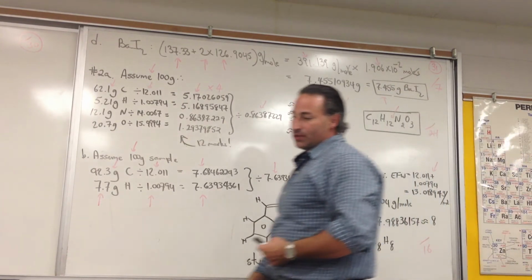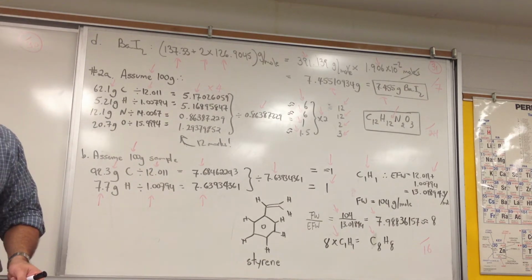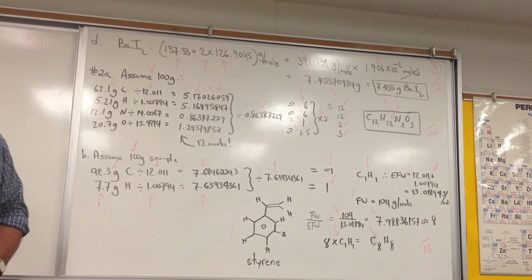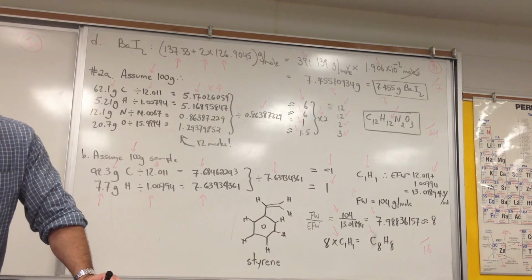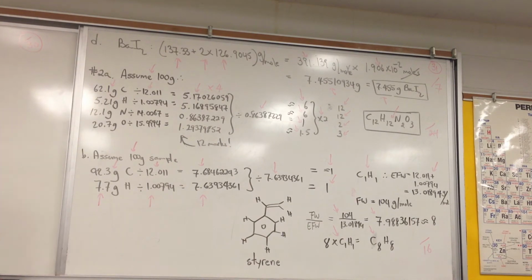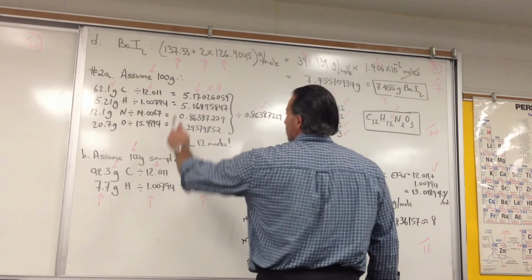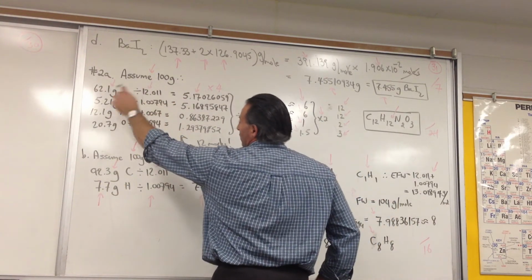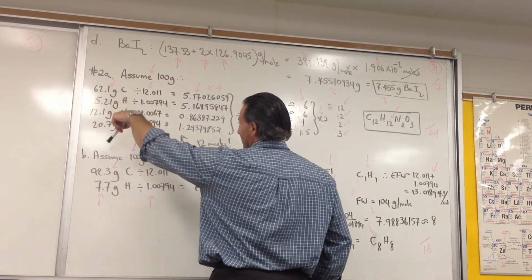The second question asks you to determine the empirical formula of a substance with 62.1% carbon, 5.21% hydrogen, 12.1% nitrogen, and 20.7% oxygen. So the first step is to assume that we have 100 grams of the substance, which is what we do, and that converts all the percentages into gram amounts, 62.1 grams of carbon, etc.